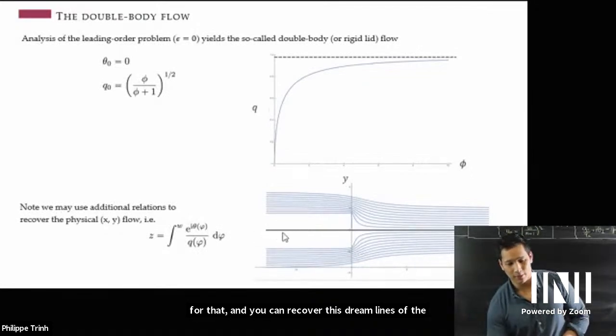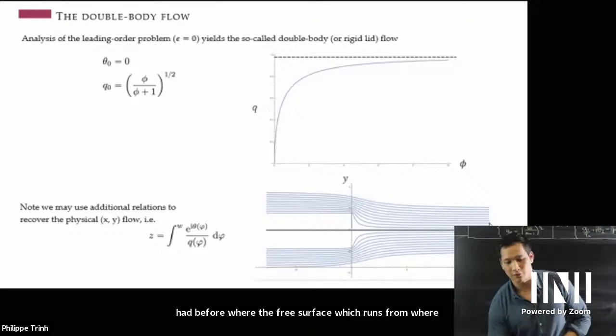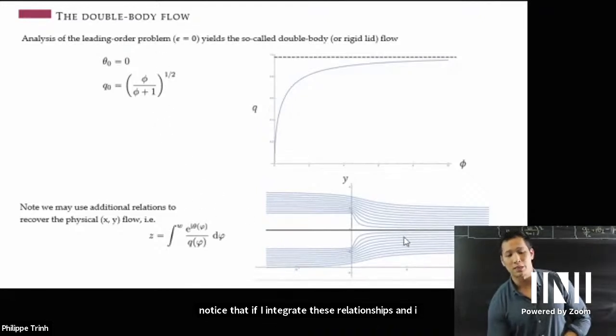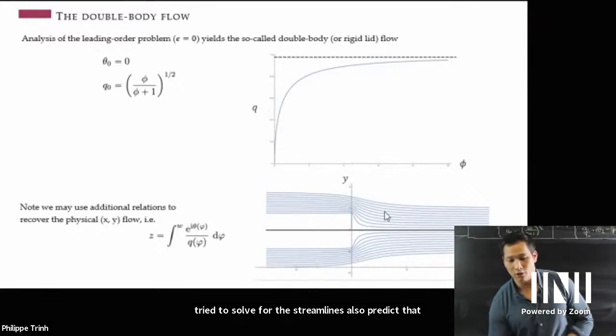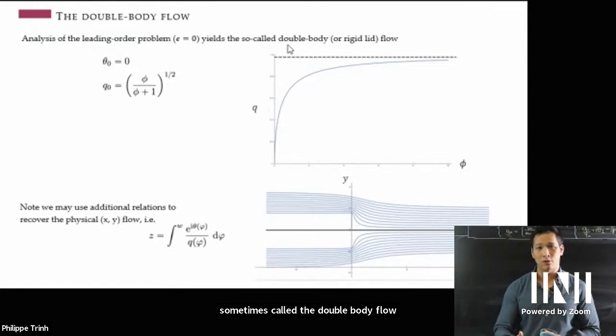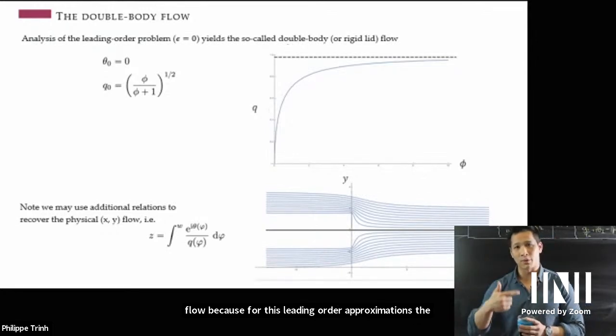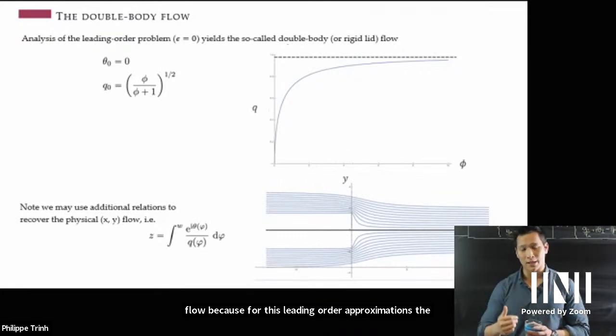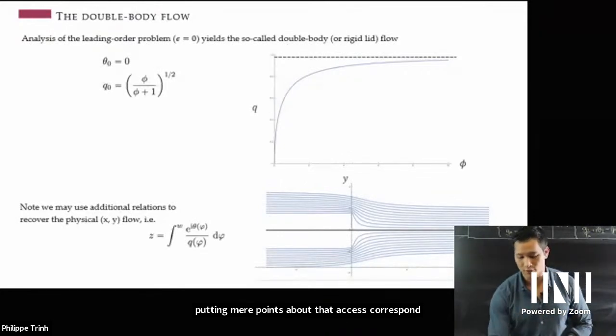So ignore everything in the upper half plane for now. The lower half plane is that leading order solution we had before, where the free surface, which runs from where the mouse cursor is here in the center to the right, that's now been flattened out, and the body is on the left at that point. You'll notice that if I integrate these relationships and I try to solve for the streamlines, I'll also predict that there's a mirror image on the right. And that's why it's sometimes called the double body flow, because for this leading order approximation, it's equivalent to flattening out the free surface and then putting mirror points about that axis corresponding to the structure.